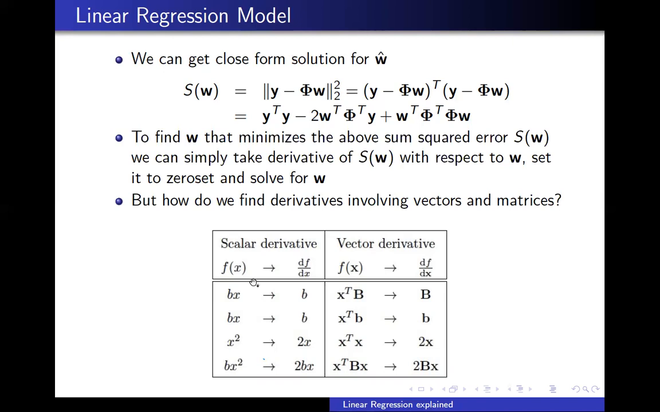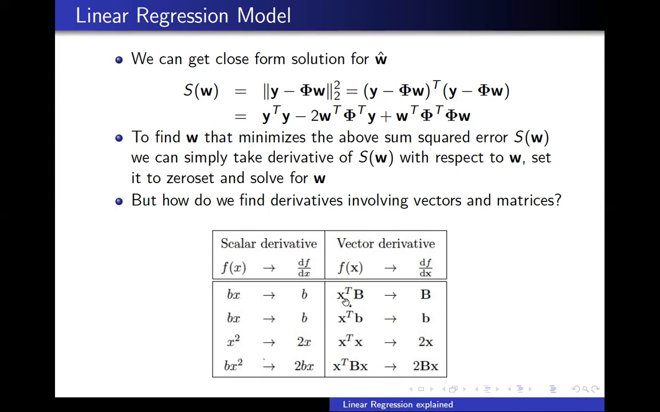In the case of scalar derivatives, let's say you have a function f of x which is some constant term b times x. The answer is b. If it's x squared, it's 2 times x. If it's b times x squared, it's 2 times b times x. Vector derivatives are kind of similar. The only thing is that you have to be a little careful about the sizes of vectors or matrices.